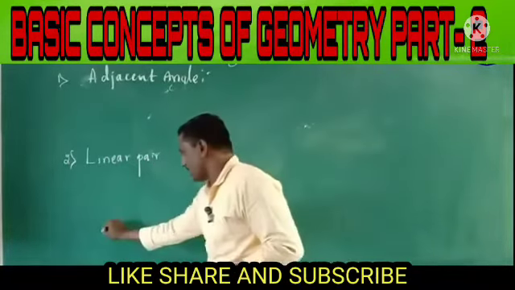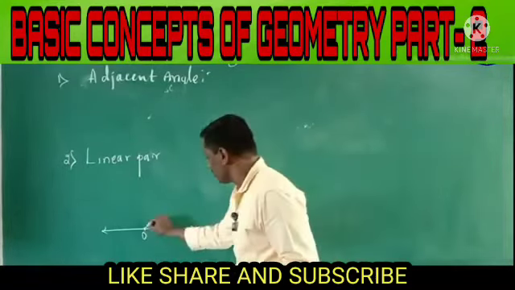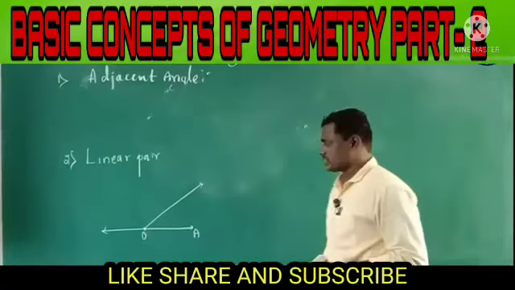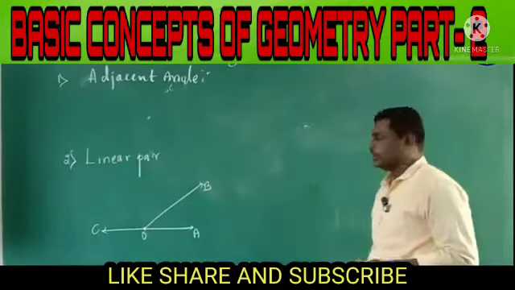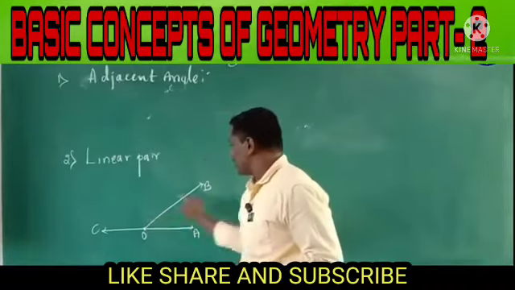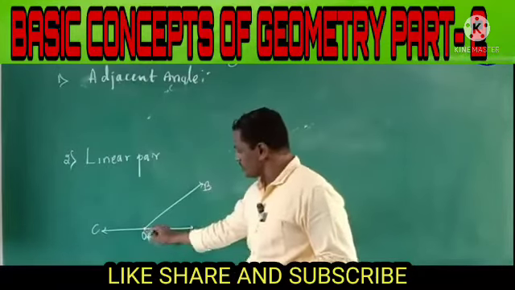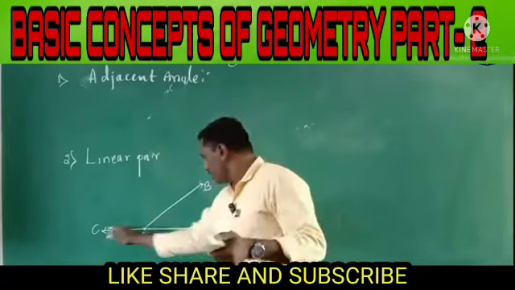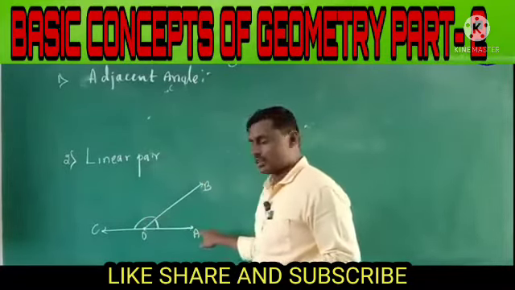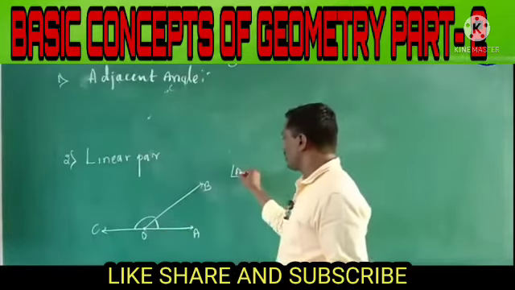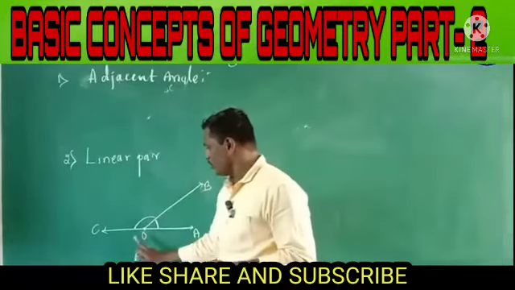So take two adjacent angles. O is the vertex, OA is the first arm, OB is the second arm, OC is the third arm. So by intersecting the ray, O is the ending point or initial point of the ray OB, so it lies on the line AC, so it forms two angles here, angle AOB and second angle BOC.